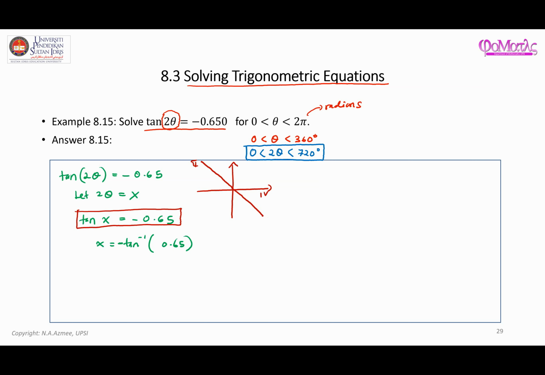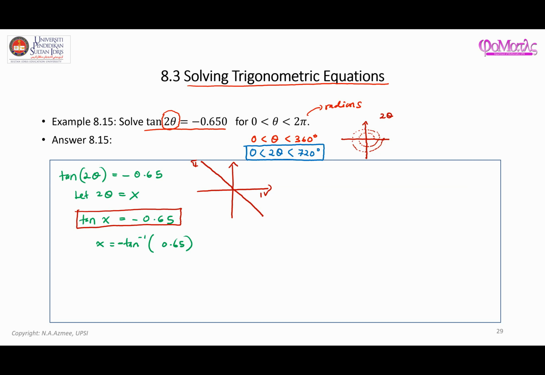And if you look at the range here, the range given is for 2 theta, between 0 and 720 degrees. That means it's going to complete the first round, which is 360 degrees, and it is going another round until you reach 720 degrees.